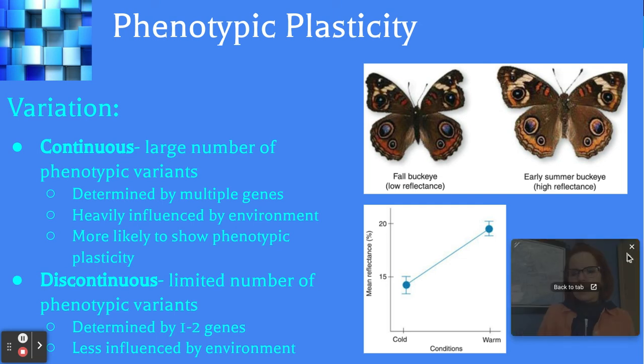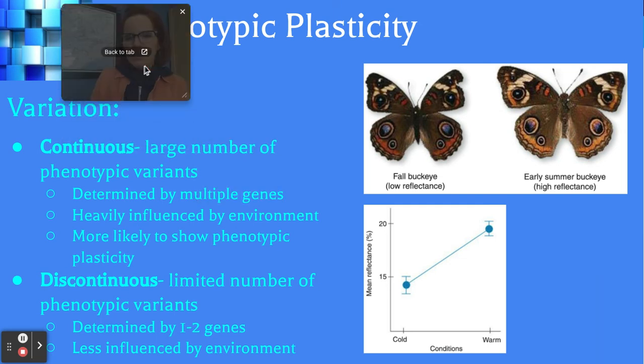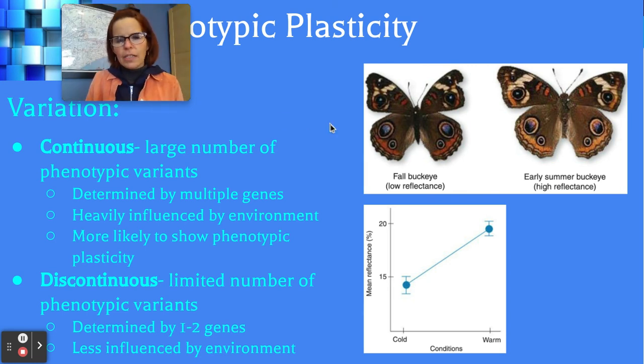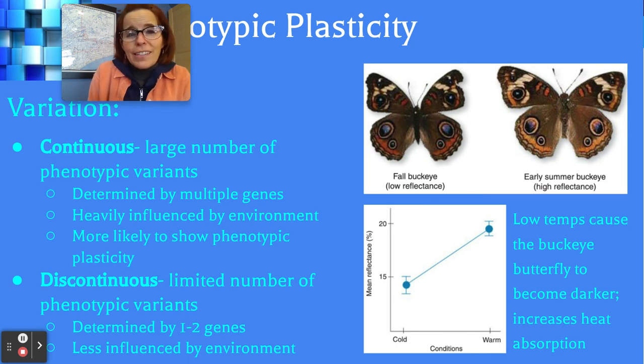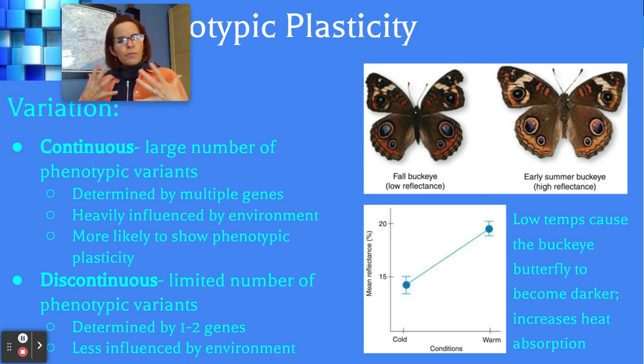And then if you just take a look, this is the very last thing, and then we're done. Take a look at these butterflies. They're called buckeyes, and take a look at the graph because it's kind of interesting. The buckeyes, their color changes depending on the temperature of the environment. And so it turns out that low temperatures cause the buckeye butterfly to become darker, because when they're darker, maybe you've experienced this in the winter, that absorbs more heat from the sun and it warms them up.